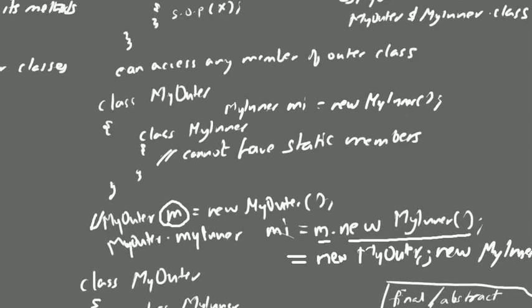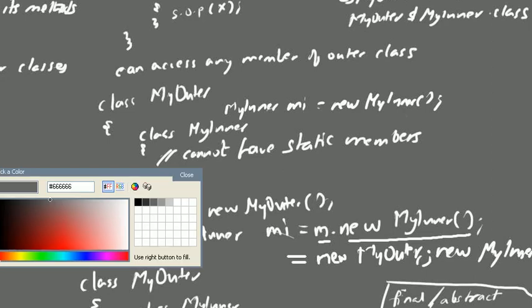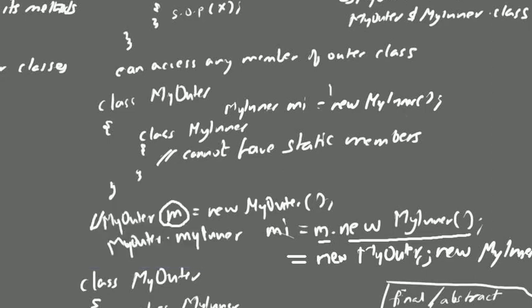One more thing: you could do this within the myouter class, and this works because even though it seems as if there's no myouter instance to tie the inner instance to, there is an implicit this. It's just like saying this dot new miner, so you're tying miner to the current instance of myouter.